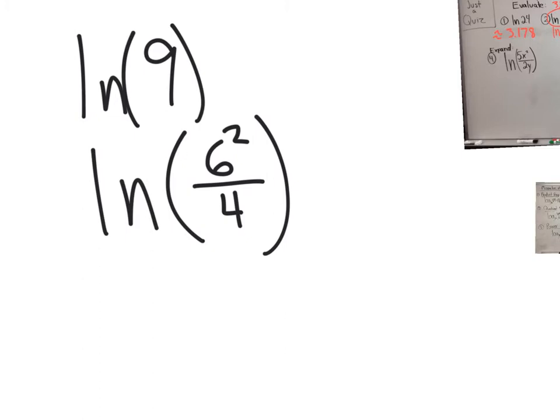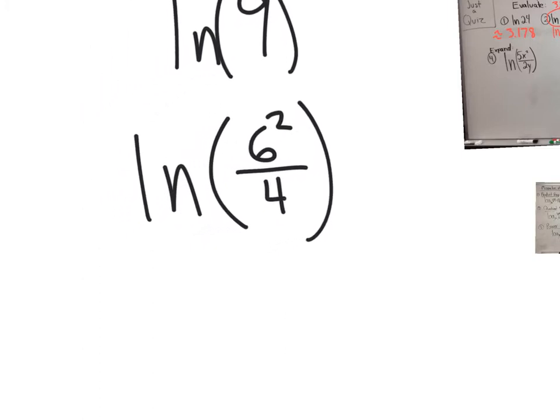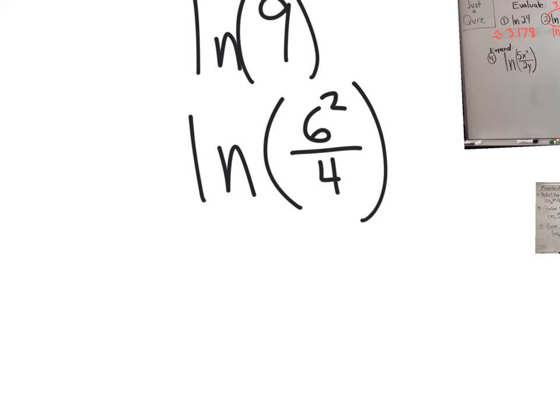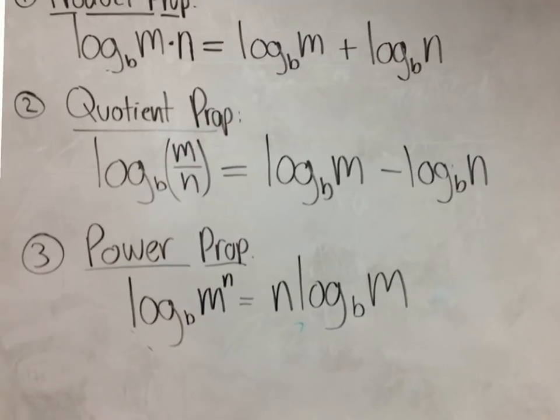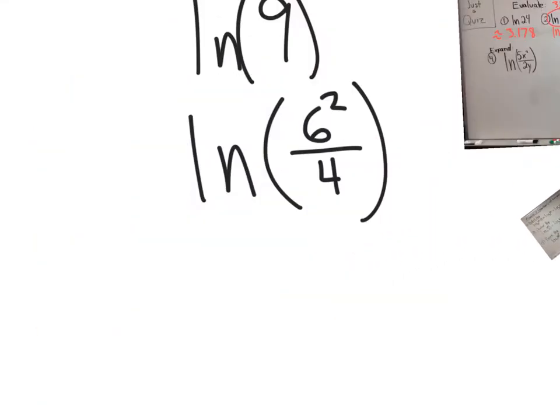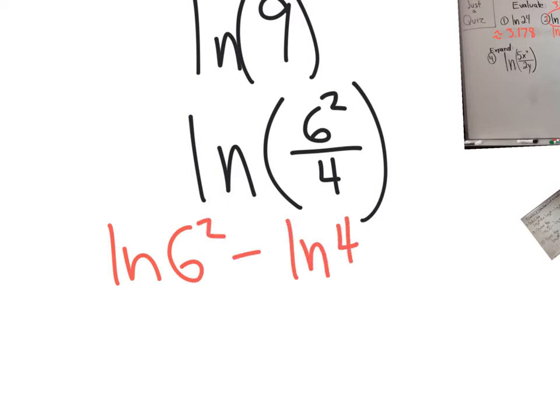Now again, the whole purpose of this is just to be able to practice expanding. So if I wanted to expand this guy right here, we're going to have to use the property of which one? Quotient. So if we look at the properties, we know we have a fraction, so we're going to use the quotient property to expand it and put a minus sign between it. So let's do that. Let's expand it and put ln of the top, which is 6 squared, minus ln of the bottom, which is 4.